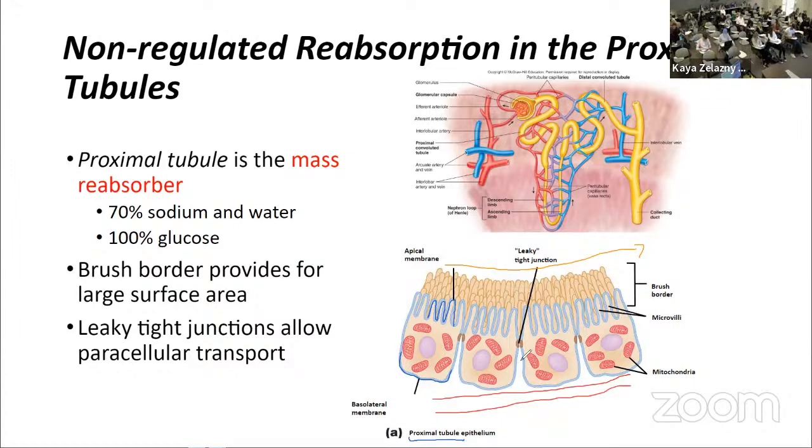We have tight junctions between the cells. So a tight junction is supposed to create a seal in a layer of cells to prevent things from crossing. But we have slightly leaky tight junctions in the proximal tubule specifically. So we're going to see that some things are actually able to cross between our cells. That's what paracellular transport is. We're saying some things are going to be able to cross between those cells. So that's what the structure of this wall is going to look like.